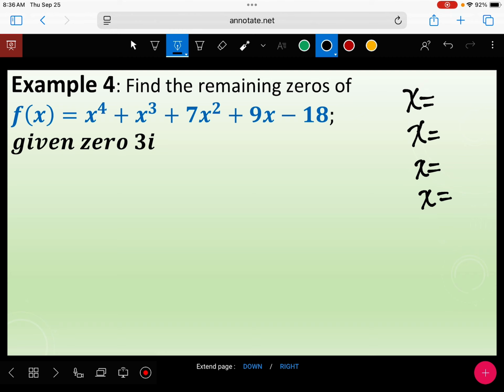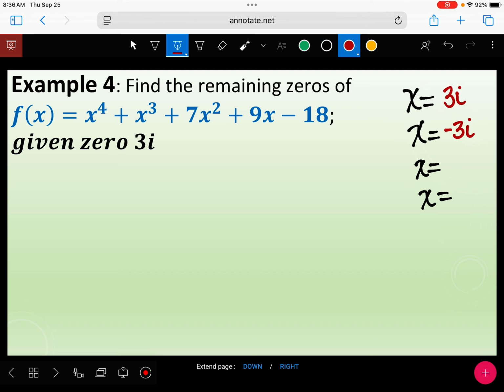So it's a 4th degree. I know I'm looking for 4 answers. They gave me 3i, which means they really gave me 2 answers. So I already know 2 of my answers. So what 2 answers do I know? 3i and negative 3i. So we already have 2 of them.